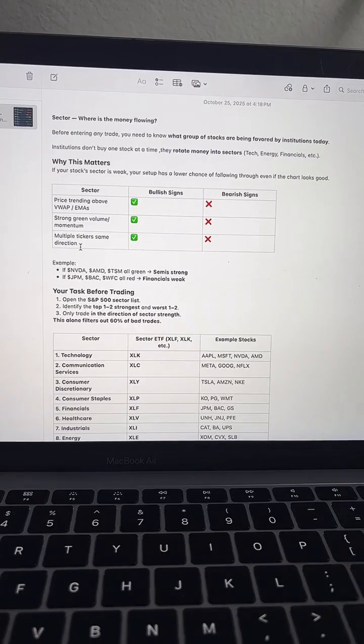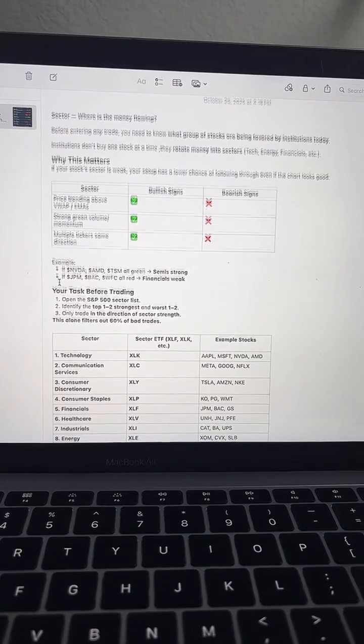So if JPM, which is JP Morgan, Bank of America, and Wells Fargo are all red, that would suggest that the financial sector is weak. Okay.